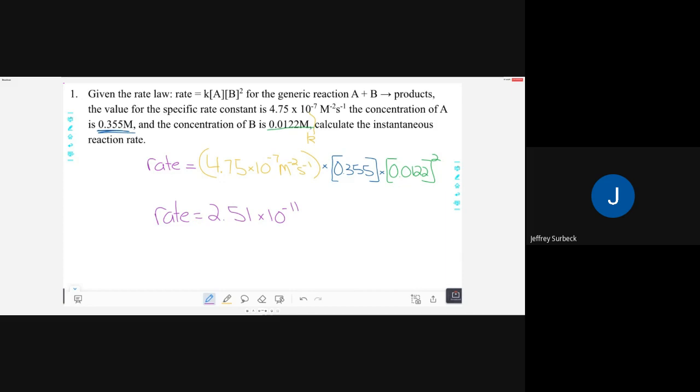Now, the question I have for you, our K has this unit S for seconds. So what would be our unit for rate in this case? M/S. There we go. M/S would be our rate.